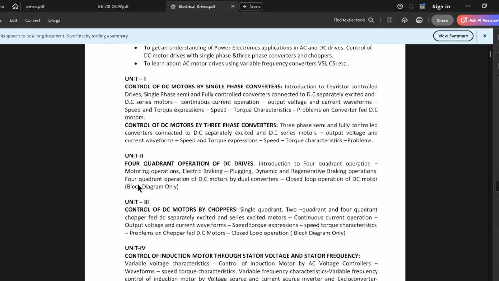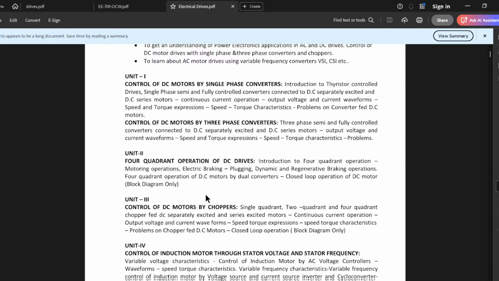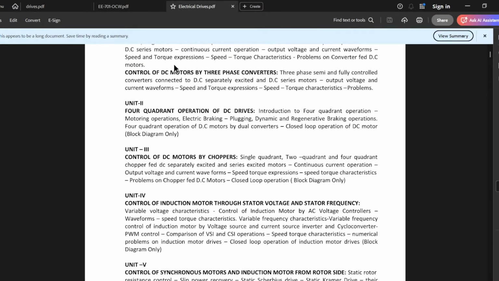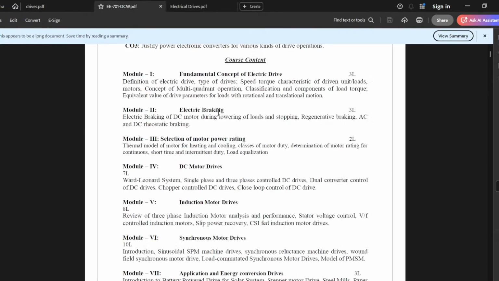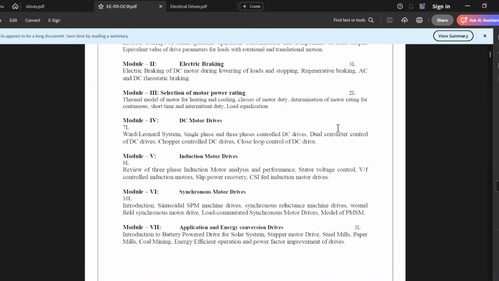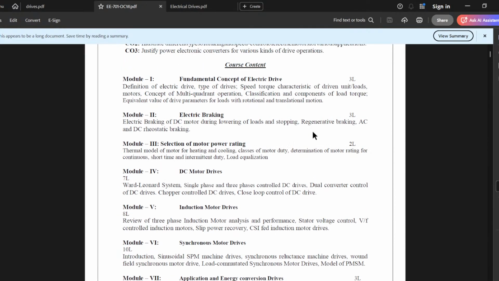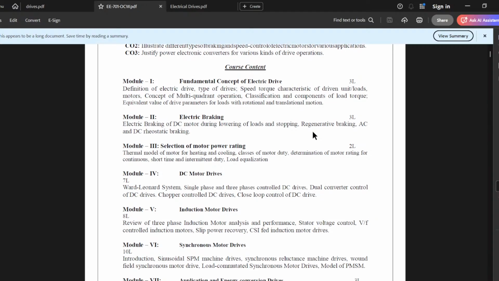Very much detail. For example, this four-quadrant operation of DC drive. How will the DC drives perform in the different quadrants? You must know by this time that there are four types of quadrant: first, second, third, fourth. So this is the control. And in this one, we have electric braking, the dual converter, the closed loop. Every university or college doesn't necessarily coincide with another college's syllabus.